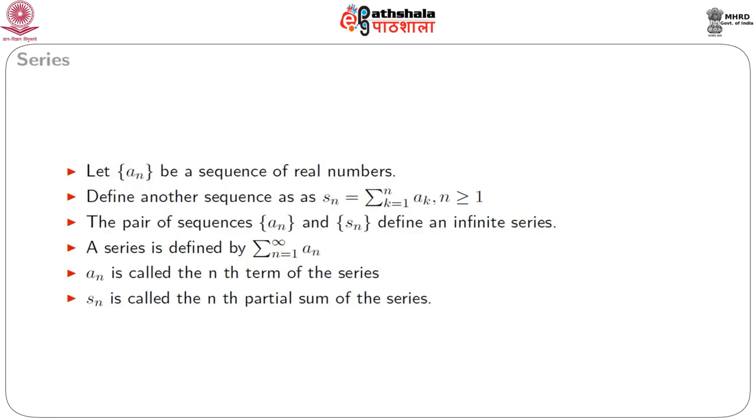Let An be a sequence of real numbers. Define another sequence as Sn equal to summation k from 1 to n of ak. The pair of sequences An and Sn define an infinite series. So a series is defined by summation n from 1 to infinity of An, where An is called the nth term of the series and Sn is called the nth partial sum of the series.